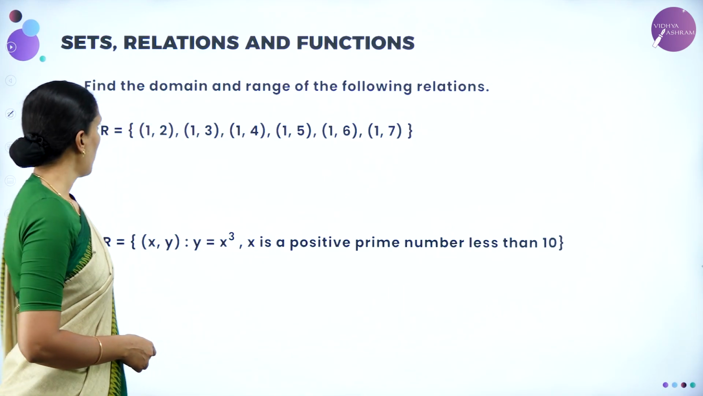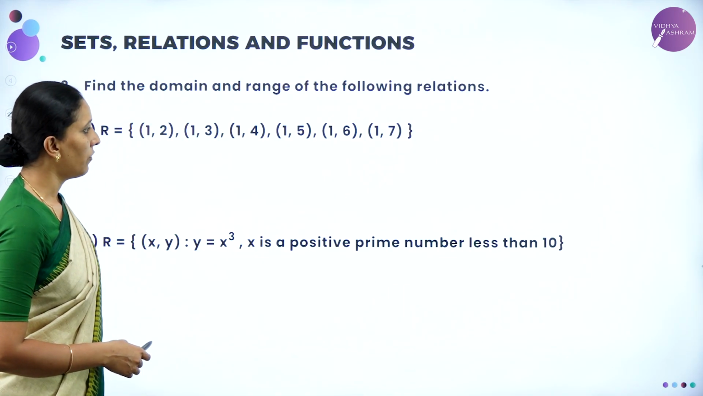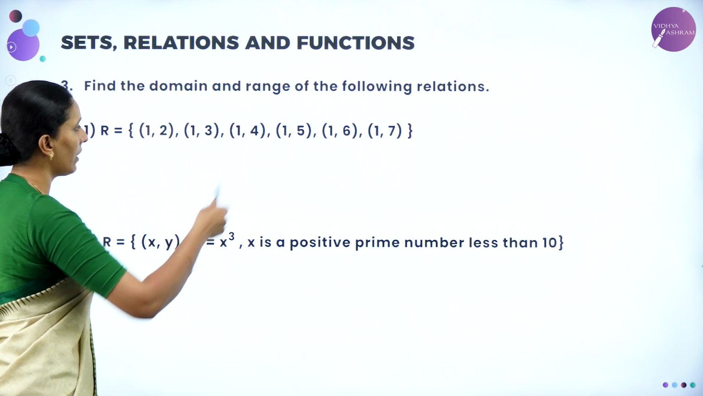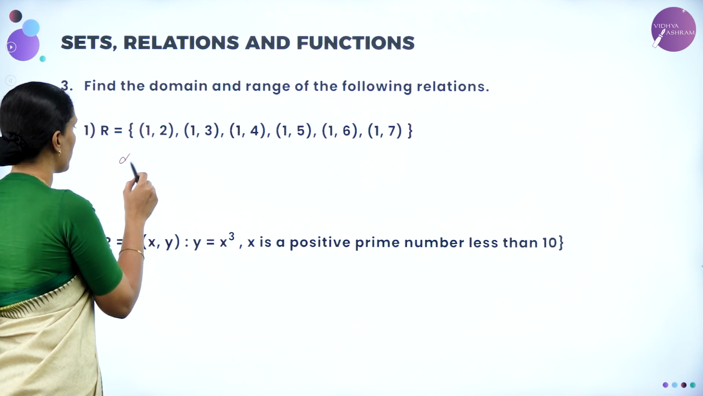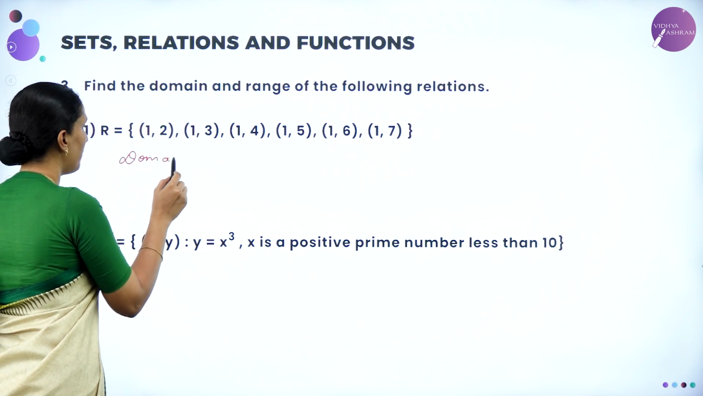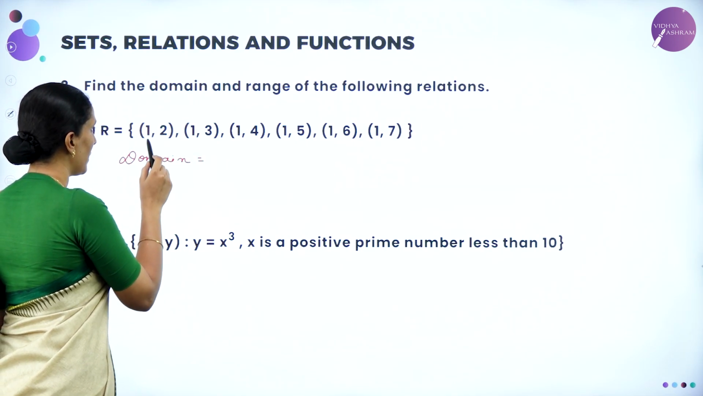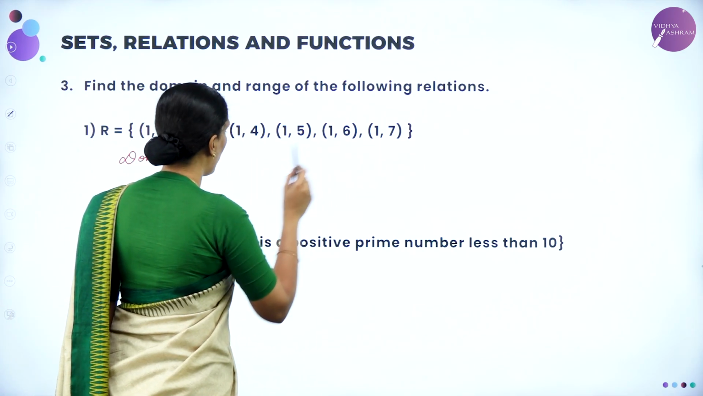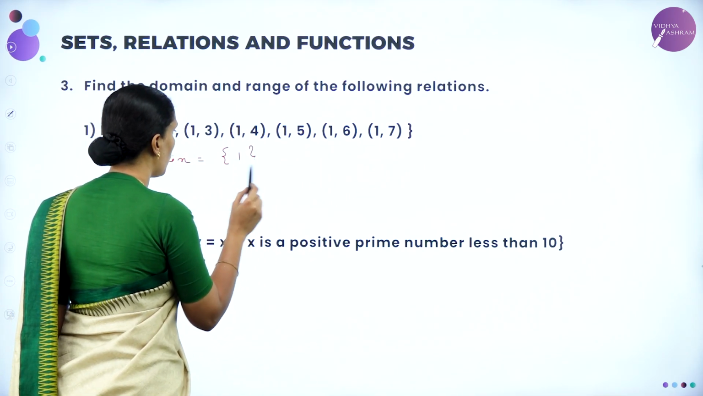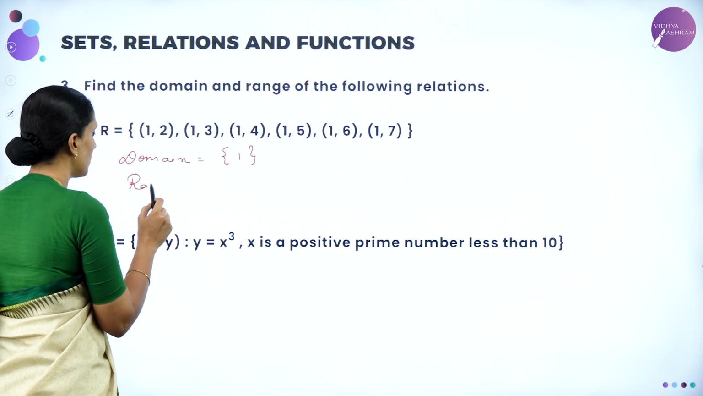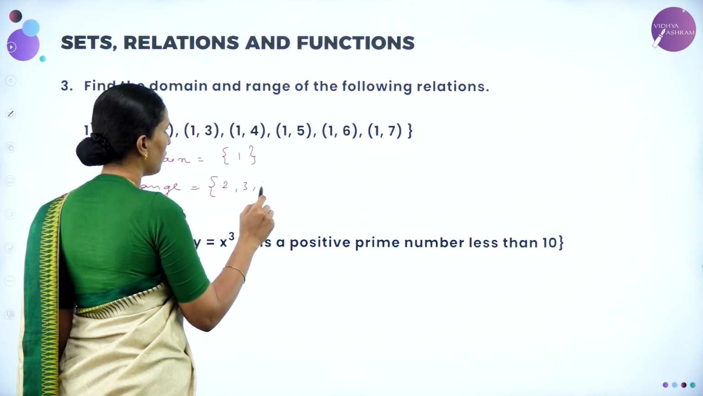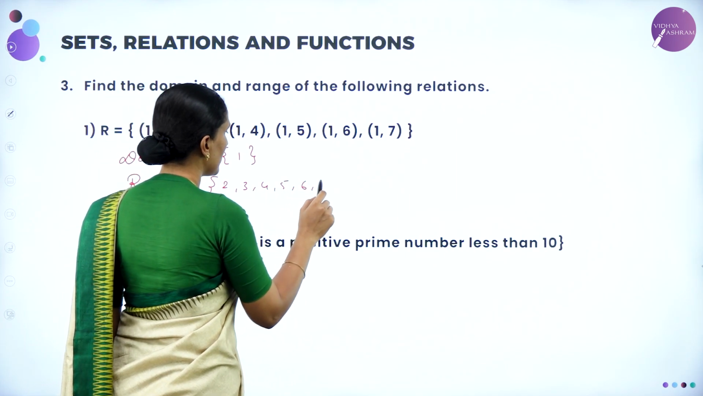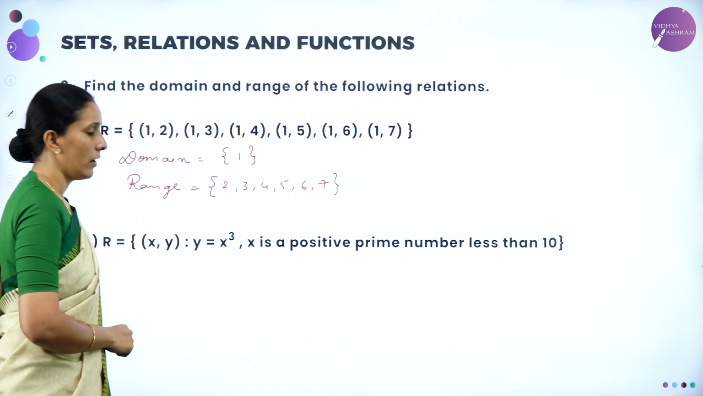Next question. Find the domain and range of the following relation. So they have given the relation set here. Let's write the domain and the range. So domain is the first element in the ordered pairs. So the only domain element is 1 and range. So range is here 2, 3, 4, 5, 6, 7. So this is the range.